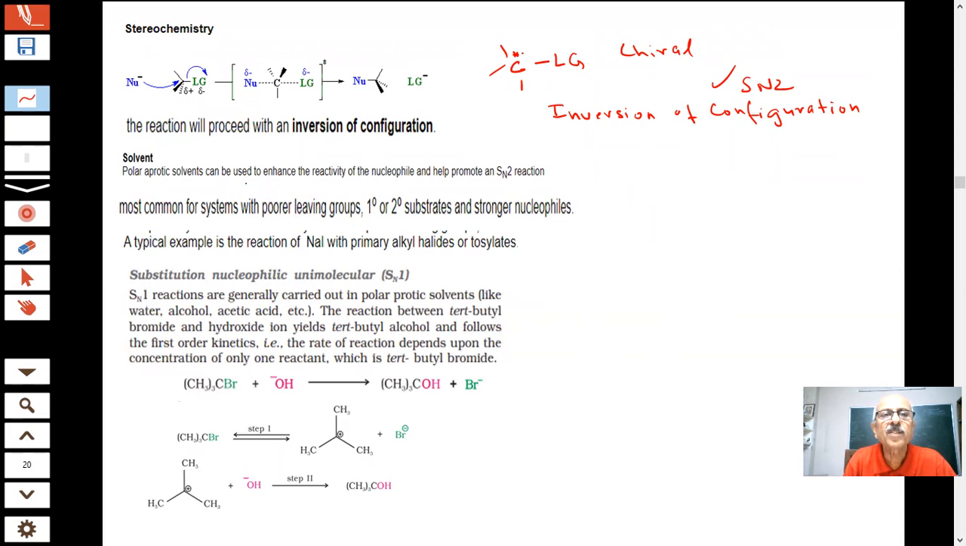Now the question is, what type of solvent are we using? Because in this, for the reactivity, you can see that in this 5 intermediate, no ions are being found here, no ions are being produced here.